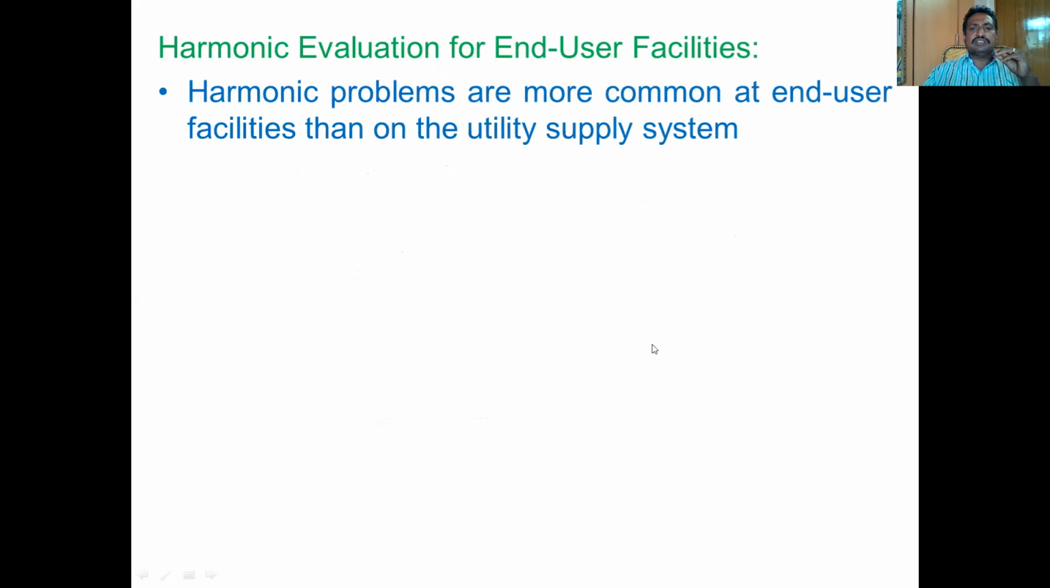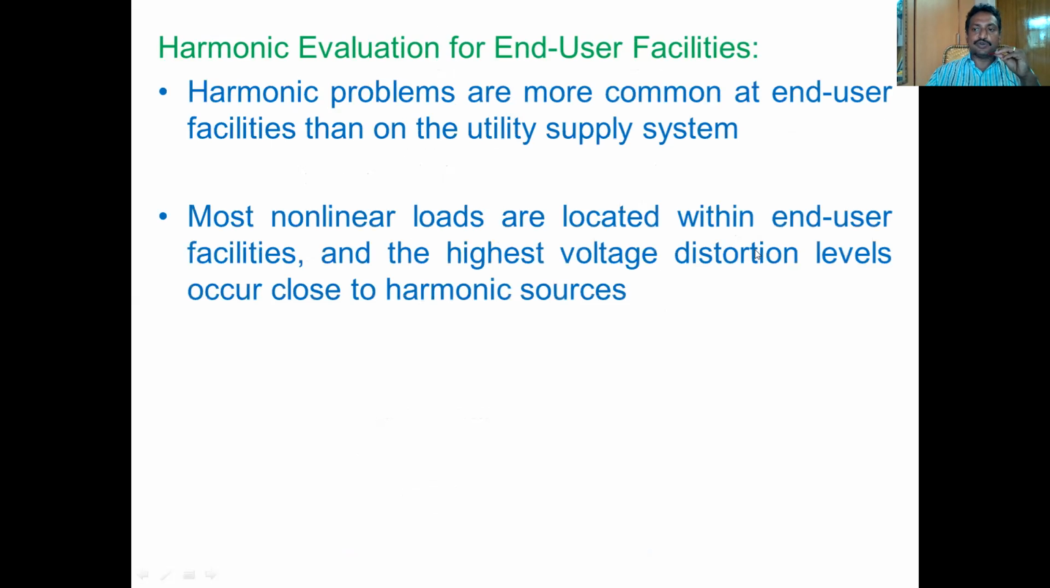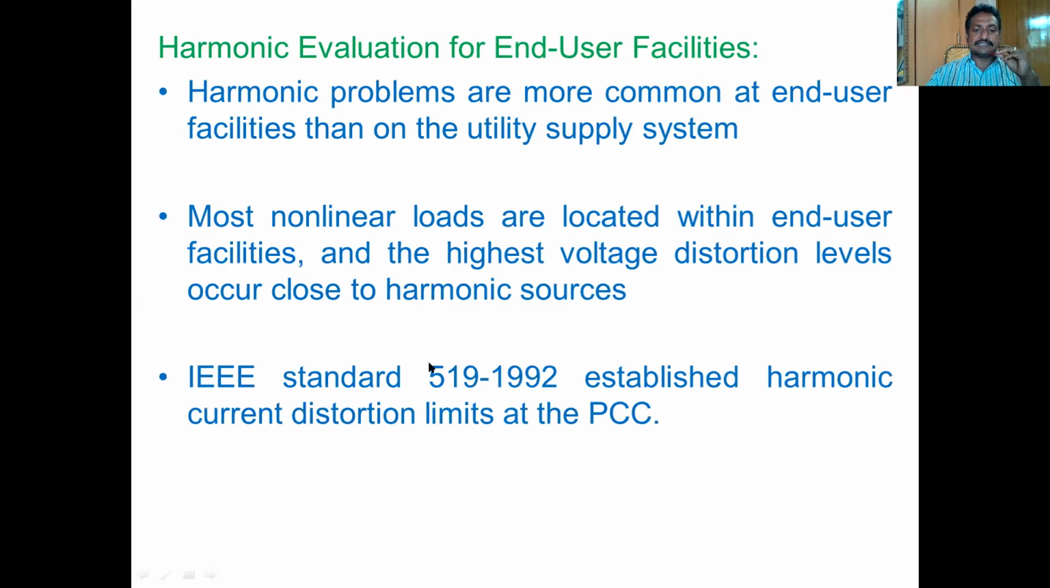Then harmonic evaluation for end user facilities. Harmonic problems are more common to end user facilities than the utility supply systems. Yeah, definitely. Why? Because impedance load applied on the end users is more. So most nonlinear loads are located within end user facilities. Highest voltage distortion levels occur close to harmonic sources. As per IEEE standard 519/1992, harmonic current distortion limits are established at the PCC.